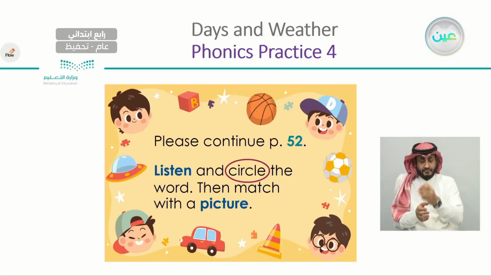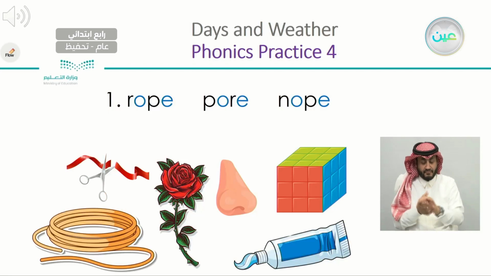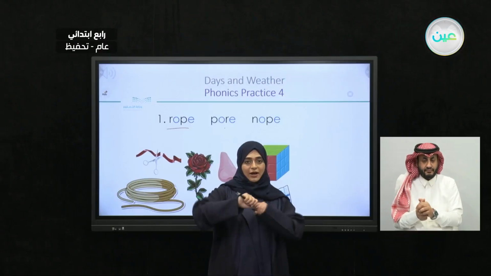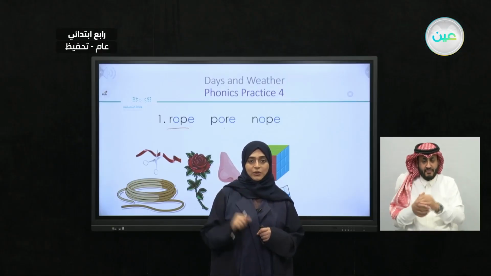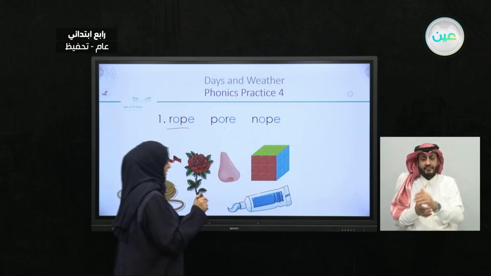Now on page 52, please listen and circle the word and then match with a picture. Ready? All right, we are going to listen to one word and then you're going to match it to the right picture. Number 1, rope. Rope or nope. Which one is rope? This one is rope. You use a rope to tie things together. Okay, which one here is a rope? Yes, it's this one, the one at the bottom.